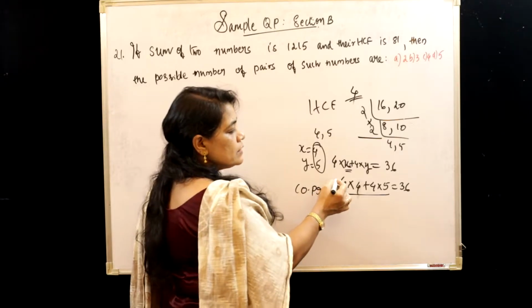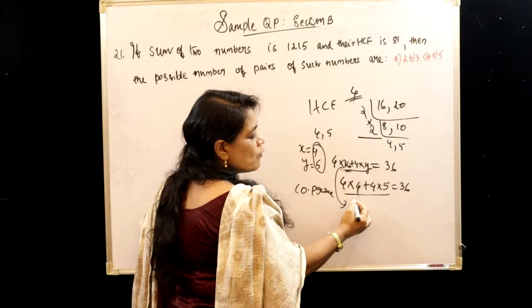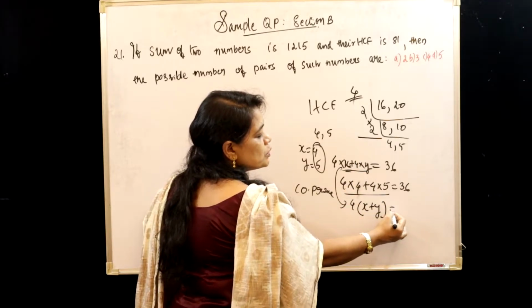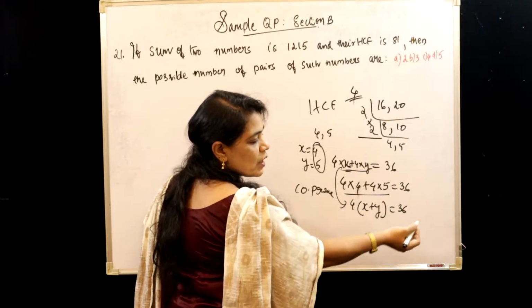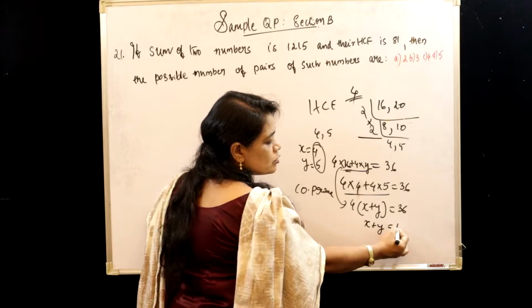In the next step, from this equation 4 can be taken outside, giving 4 times x plus y equal to 36, and 4 will come to the right-hand side under division, so x plus y equals 12.